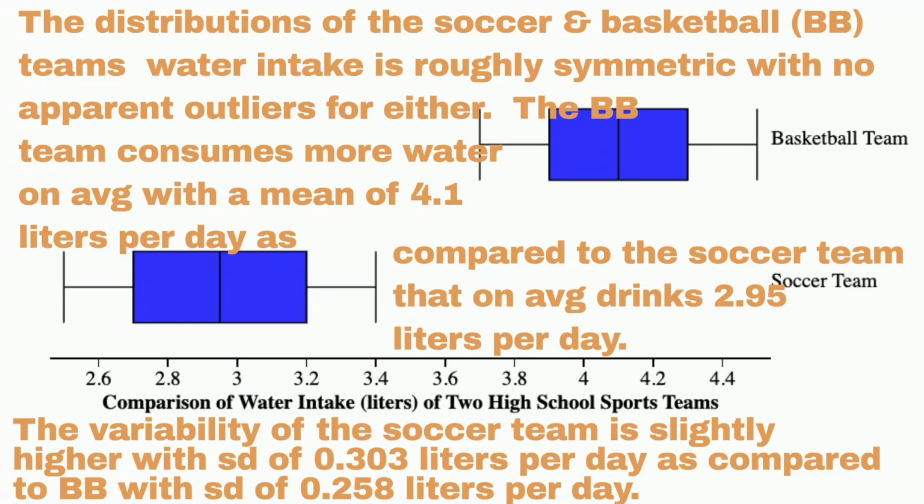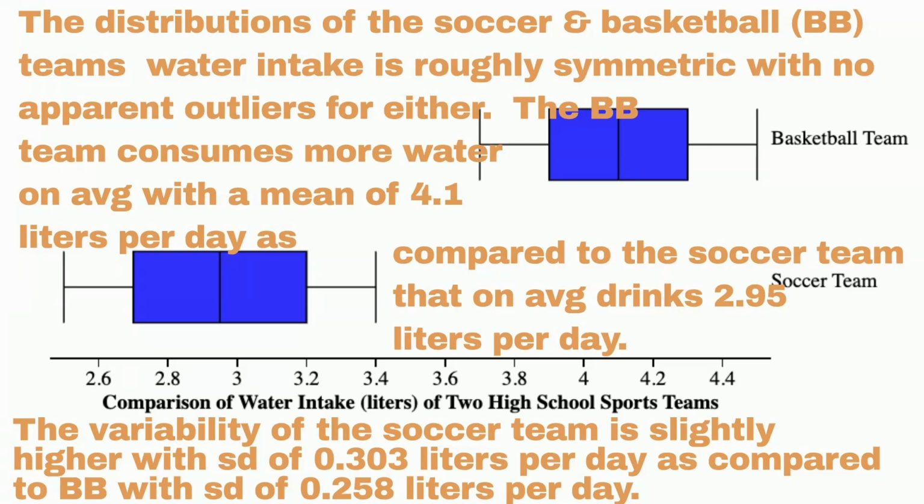So we could say the distributions of soccer and basketball teams' water intake are roughly symmetric, with no apparent outliers for either. The basketball team consumes more water, on average, with a mean of 4.1 liters per day, as compared to the soccer team that on average drinks 2.95 liters per day. The variability of the soccer team is slightly higher, with a standard deviation of 0.303 liters per day, as compared to the basketball team with 0.258 liters per day.